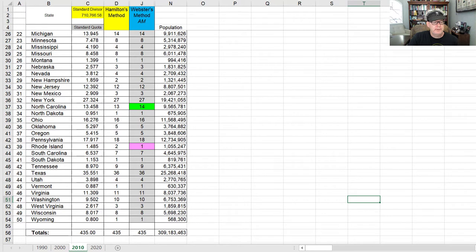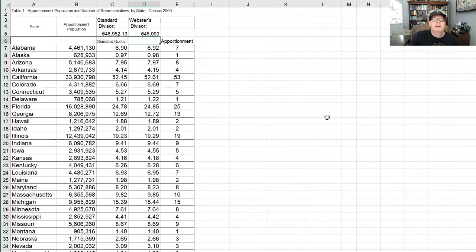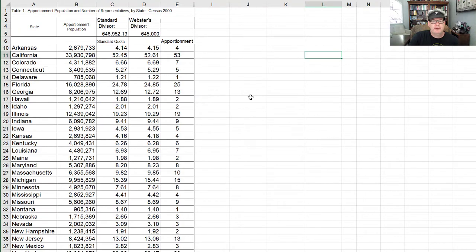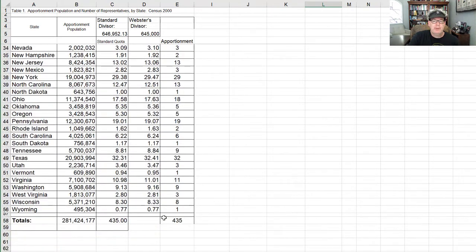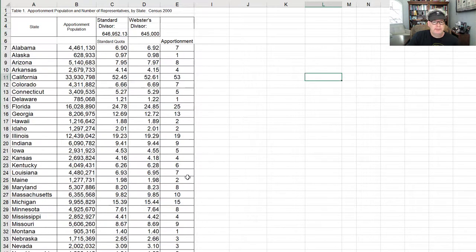Look at another year, say 2000. Again, this will be the value that works. Well, we won't do it. If you do regular rounding, you come up 433 again. So I have to divide by a smaller number. 645 actually worked here. And now we're at 435, thanks to me dividing by a smaller number.